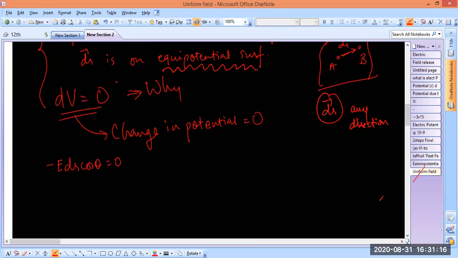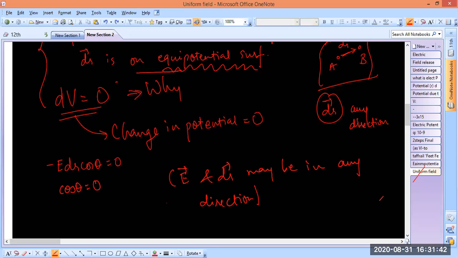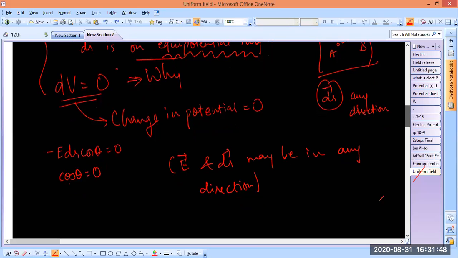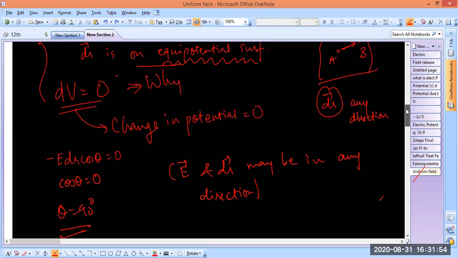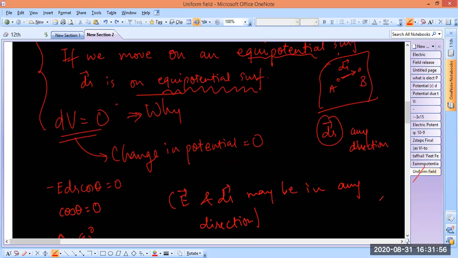That means this whole answer that this is equal to zero is irrespective of how you are moving on the equipotential surface, right? So this will ultimately only be possible for all cases if cos theta is equal to zero. That is, E vector and dr vector may be in any direction, and they may have any magnitude, but the angle between them will be 90, because cos theta is 0, so theta is 90, right? And we are moving on an equipotential surface, and this is a small displacement.